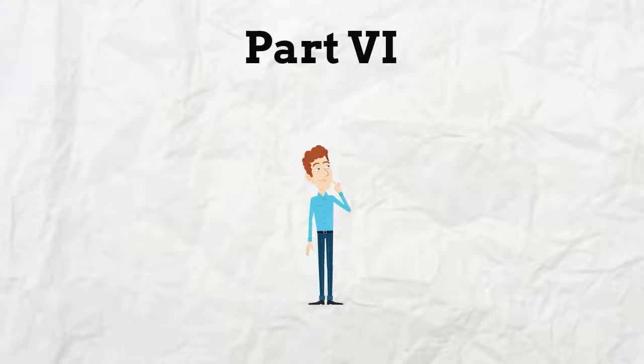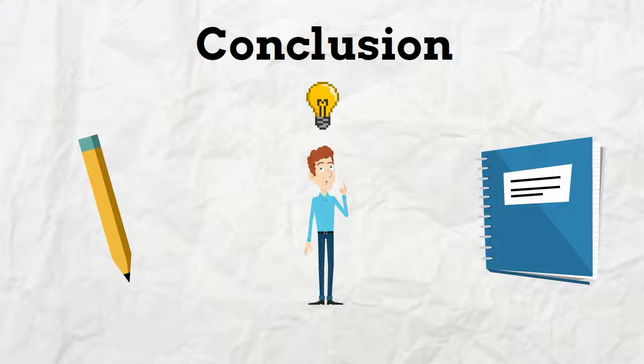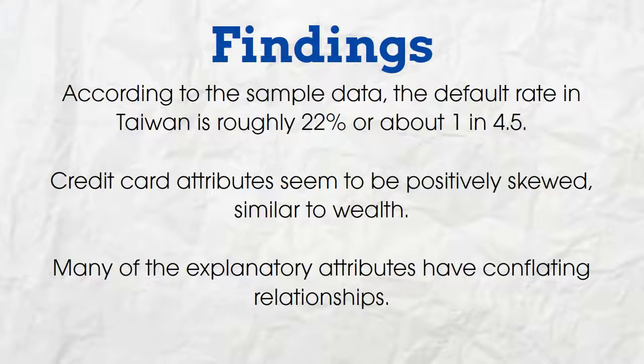Now we finally reached part 6, conclusion. According to the sample data, the default rate in Taiwan is roughly 22%, or about 1 in 4.5. Credit card attributes seem to be positively skewed, similar to wealth. Many of the explanatory attributes have conflating relationships, which means the independent variables affect each other, such as payment average and bill average and credit and all of those.